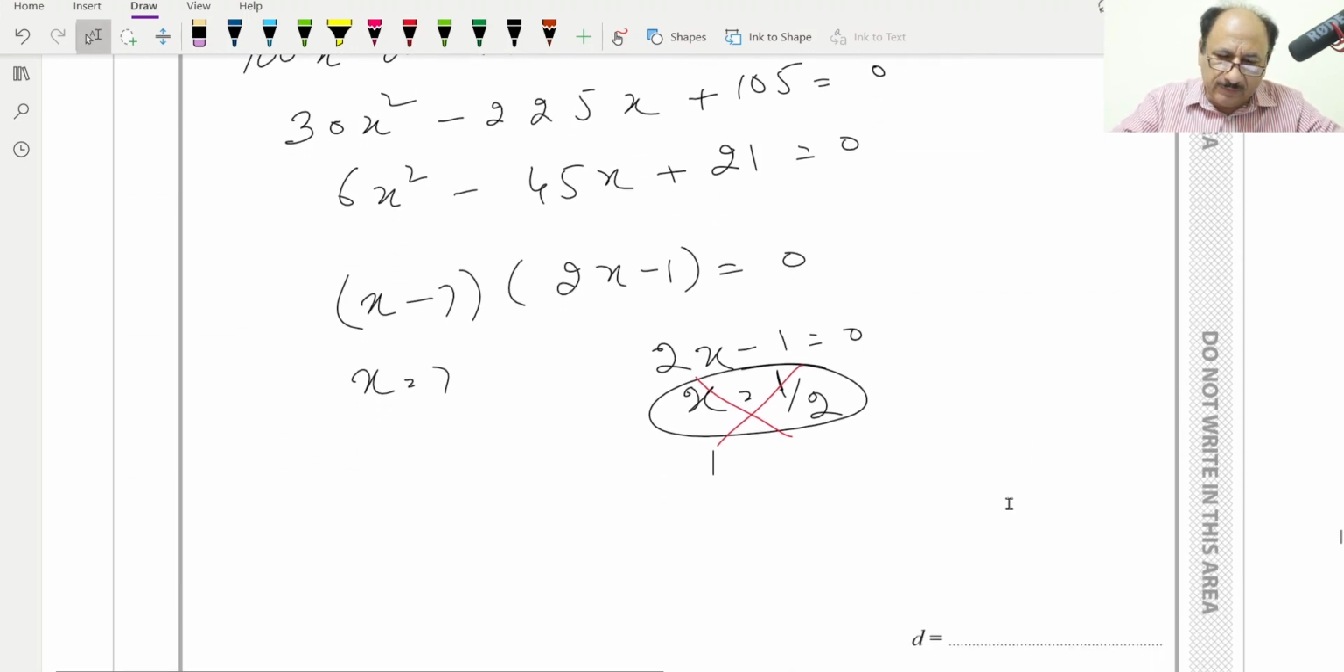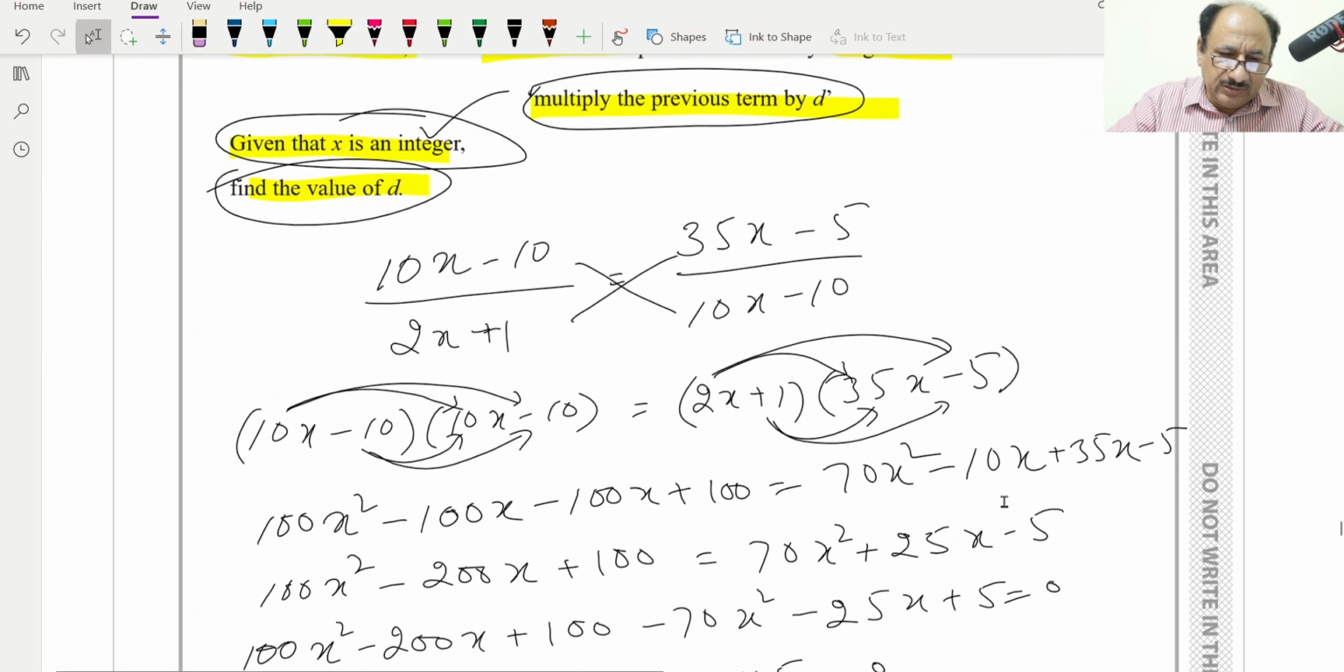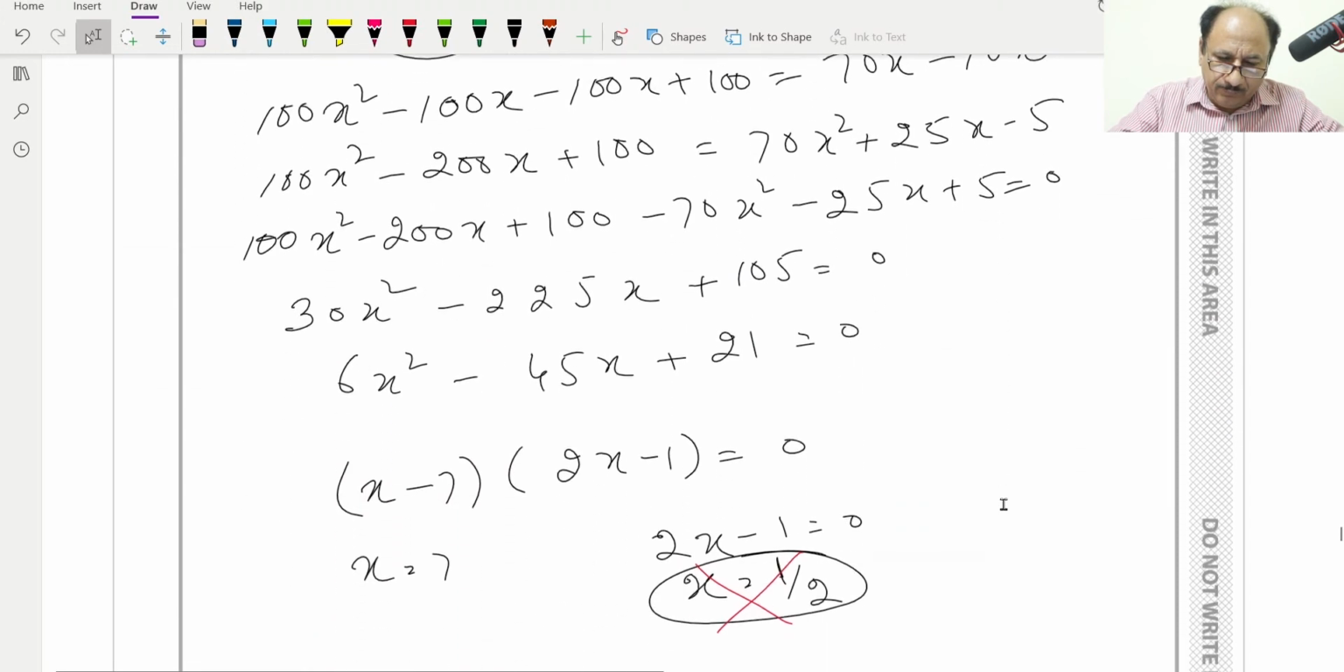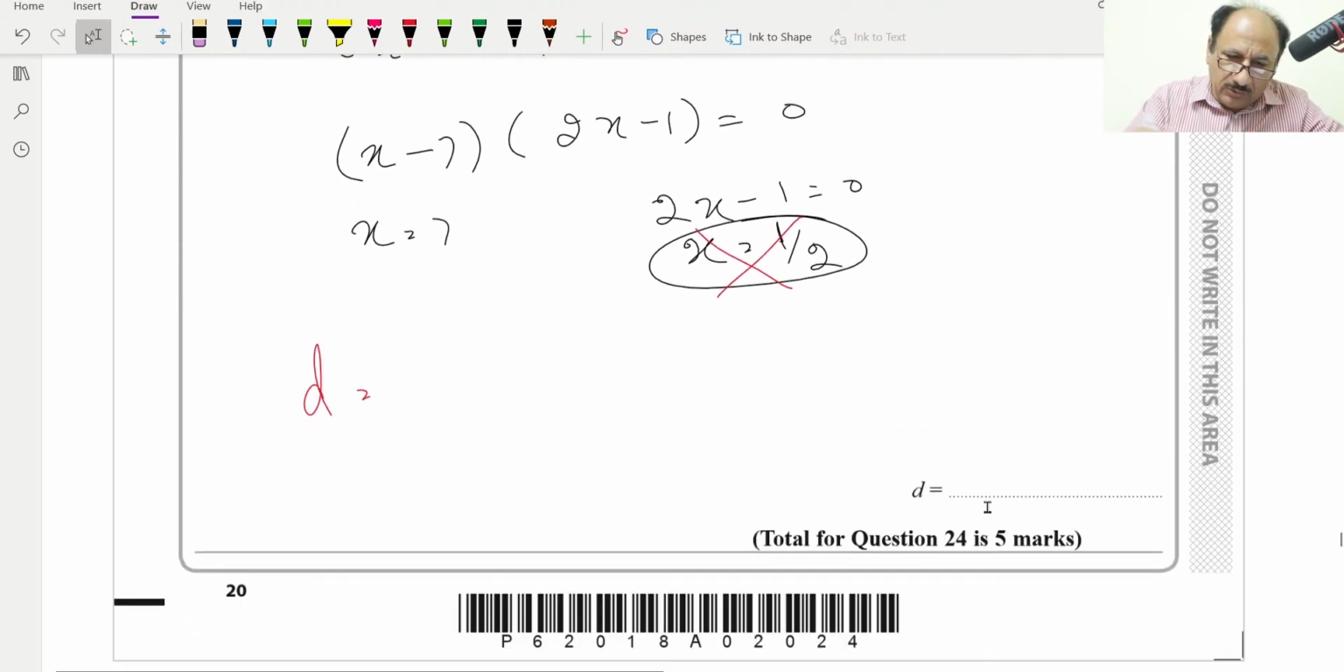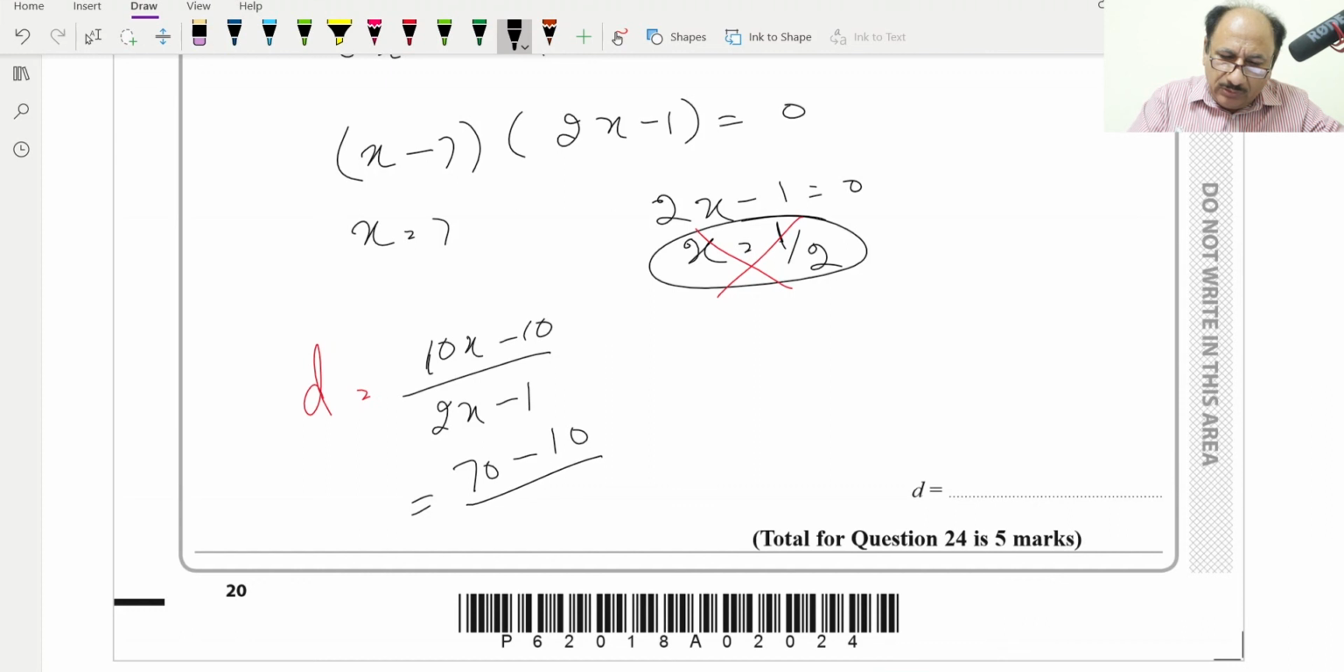We will be using this, and d, we know difference is equal to what? If we replace in this equation 10x minus 10 over 2x minus 1, and x is equal to 7, it means 70 minus 10 over 14 minus 1, so this will be equal to what?